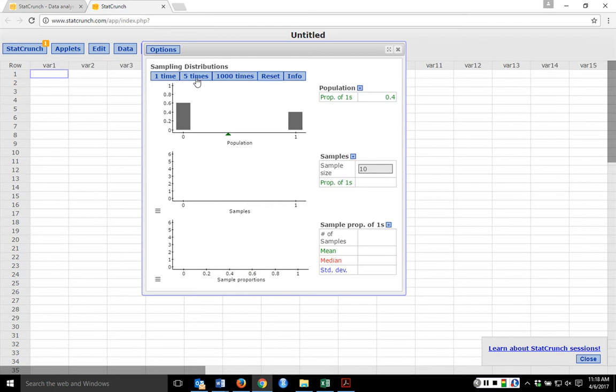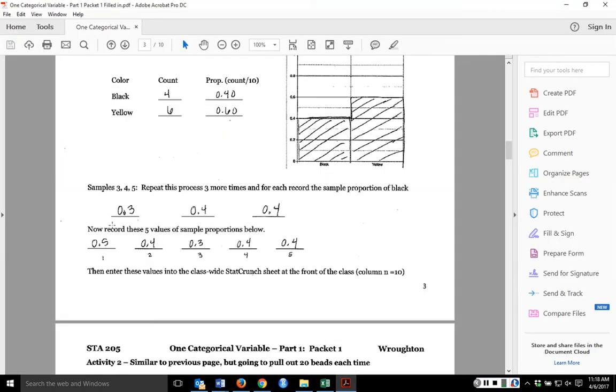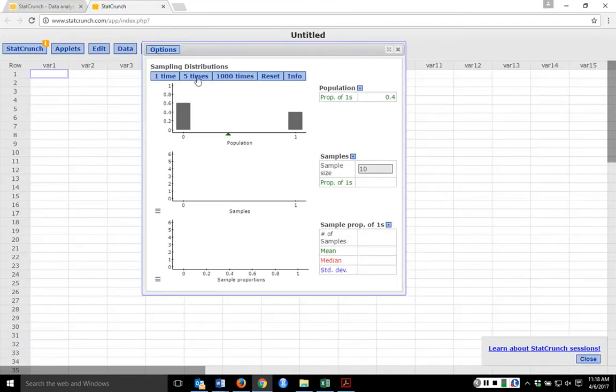And so I'm going to click 5 times, so it's going to recreate everything I did right here very quickly for me. So I hit the 5 times. It's going to pull out my first sample of 10 beads, get the proportion of ones, and put that on the plot down here. Then the next sample of 10 beads, get the proportion of ones, put it on the plot. And it's going to do that 5 times for us. So it's done it 5 different times. We had 1 at 0.3, 2 at 0.4, 1 at 0.5, and 1 at 0.6.